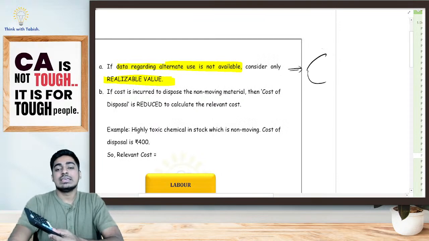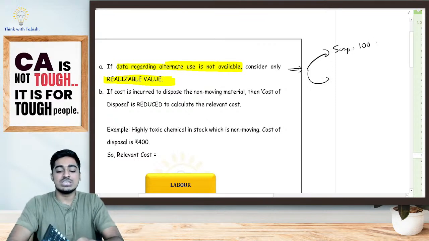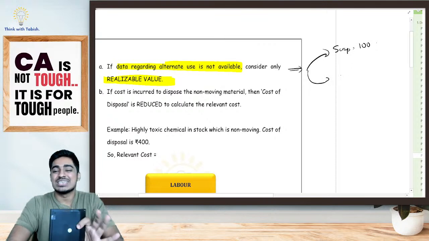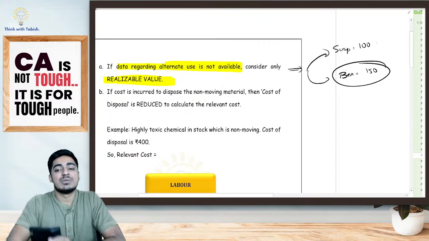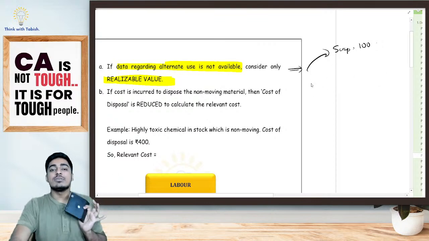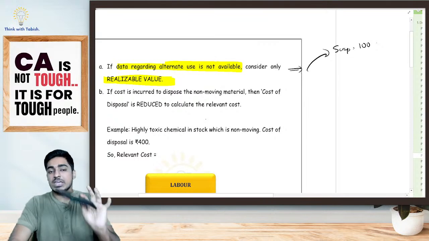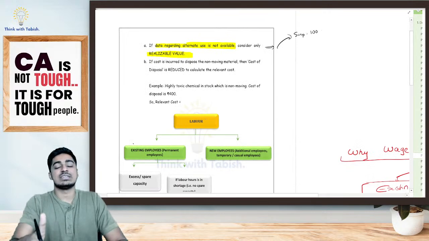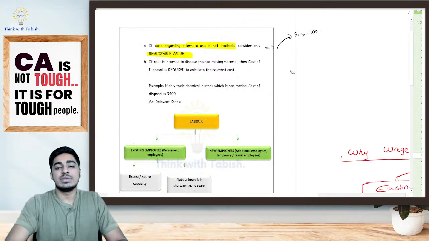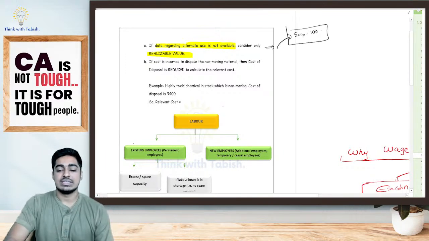If I have two options, I will consider both. Suppose option number one, I can give it to a scrap dealer who will give me 100 rupees, or else I will use these panels and do something else, from which I will get a benefit of 150. I will go for this. But if the alternate option itself is not available, then what do I have to do? Obviously, I have to give it for scrap. So if the question gives details about alternate use, we will consider it. But if it is not available, we will consider the scrap value only. Is it clear, students?